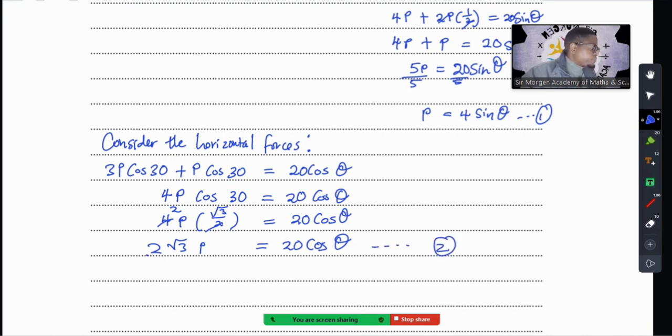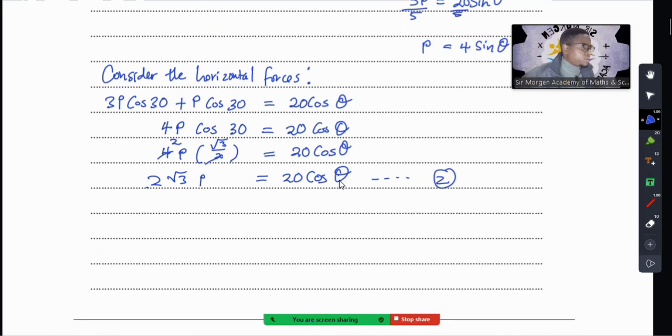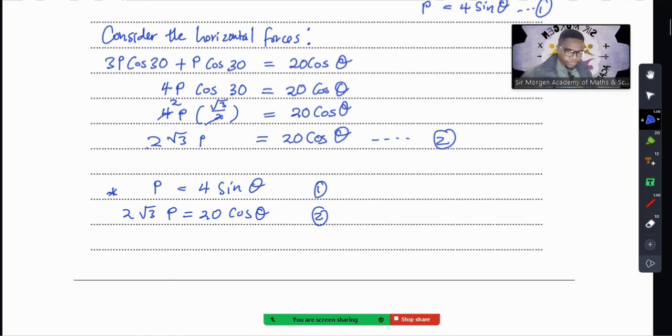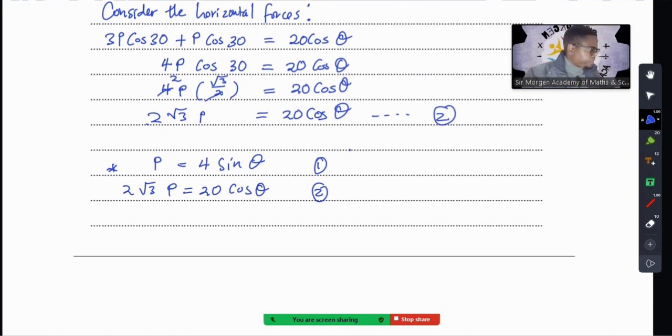Or maybe we can just call this equation number 2. Then now that means we have 2 equations, the ones that I highlighted earlier. So p equals 4 sine theta and 2 root 3p equals 20 cos theta. Right, this is your equation number 1 and that's your equation number 2. There are so many ways of dealing with this, all right. I think the easier way to work out this thing is to divide the 2 equations. Equation 1 divided by equation 2.